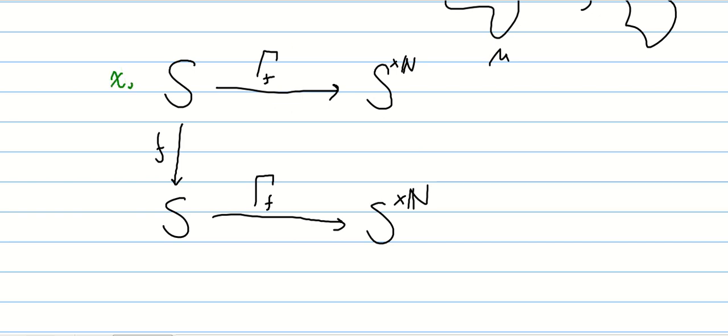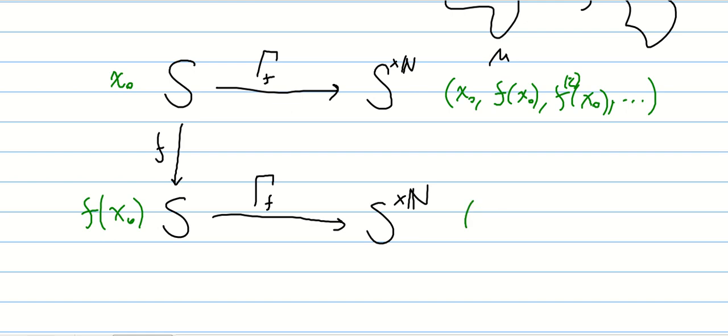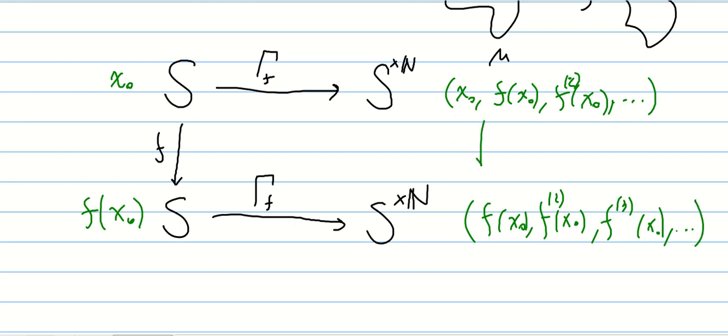So here we have x0. If you apply gamma, you end up with x0, x1, and so on. Oh, by the way, I'll not even write x1, I'll write f of x0 to make it even more explicit. f of f of x0, and so on. If we apply f here, you end up with f of x0, of course. And here, after applying gamma, you start with f of x0, f2 of x0, f3 of x0, and so on. So you see, what we have done from here to here was to delete the first coordinate and shift the rest.